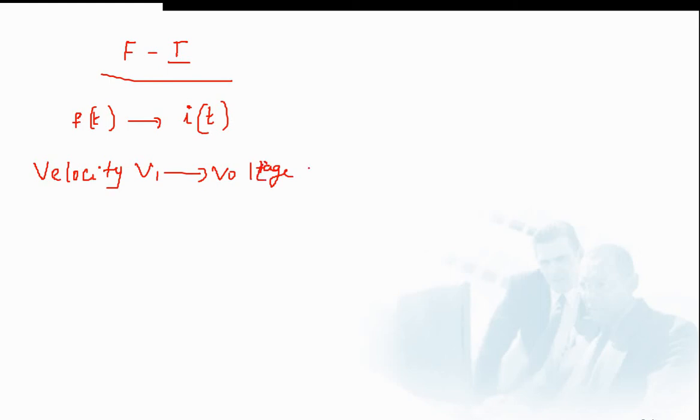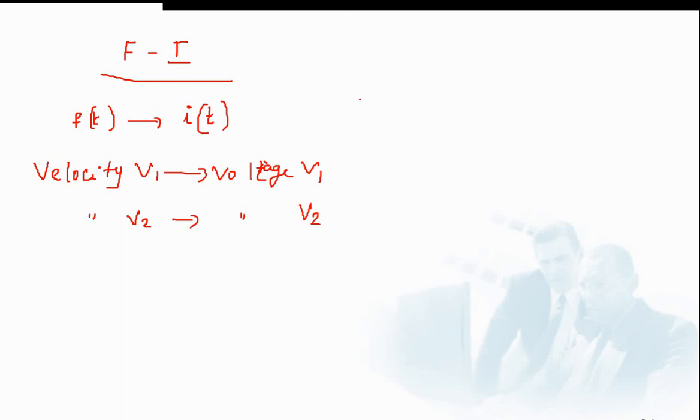So what is the analogous element corresponding to force F of t? In the force current analogy, corresponding to the input force, the analogous element is current I or I of t. And corresponding to velocity V1, the analogous element is voltage V1, the voltage at node 1. And corresponding to velocity V2, the analogous element is voltage V2, that is the voltage at node 2.